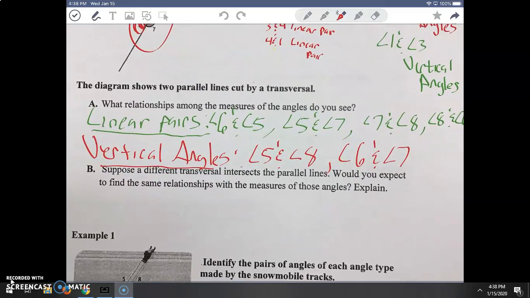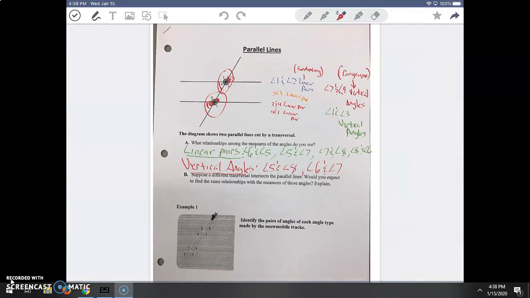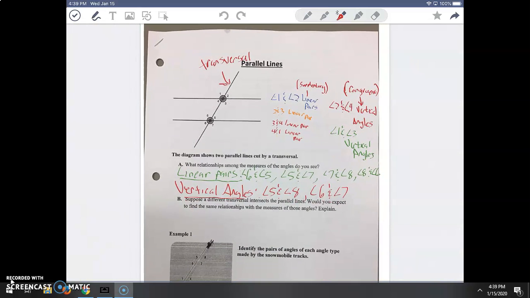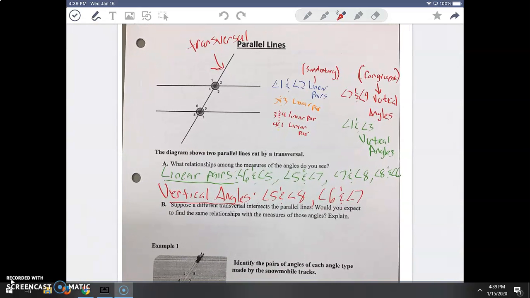Letter B says, suppose a different transversal. What you have is a set of parallel lines. This line right here is the transversal. You're going to be hearing that a lot. What's the transversal? That line is called the transversal. It's the line that intersects both lines. It says suppose a different transversal intersects the parallel lines, so maybe you have one that looks like this. That's still a transversal.